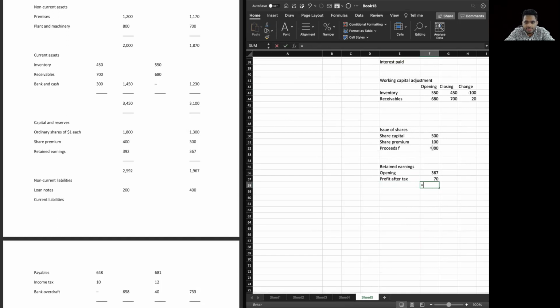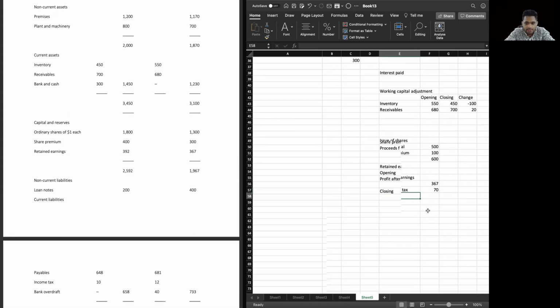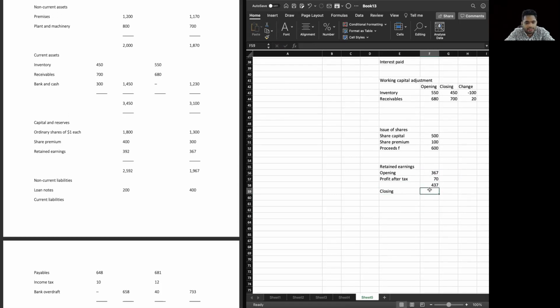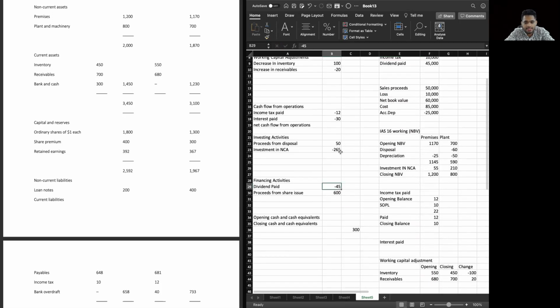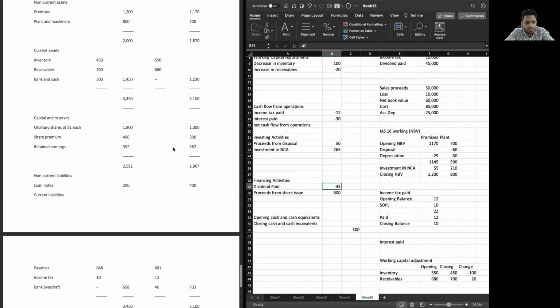So your retained earnings has to be 367 plus 70, that is 437. The closing balance of your retained earnings is going to be 392. So the difference is going to be the dividend paid, which is 45, and that's the exact amount given to us in the question. So the information tallies.